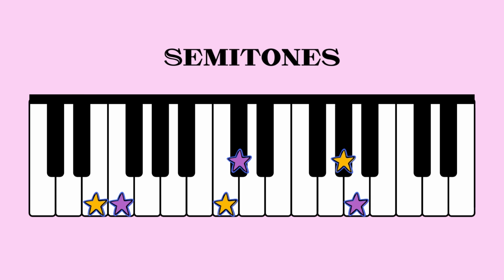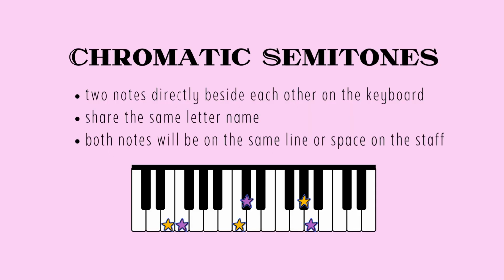Now that we understand accidentals, let's talk about two important types of musical distances: chromatic semitones and diatonic semitones. A semitone is the smallest distance between two adjacent notes on the piano. A chromatic semitone occurs when we move from one note to its sharp or flat version, staying within the same letter name. For example, C to C sharp or E to E sharp. In both cases, the note name stays the same, but the pitch changes.